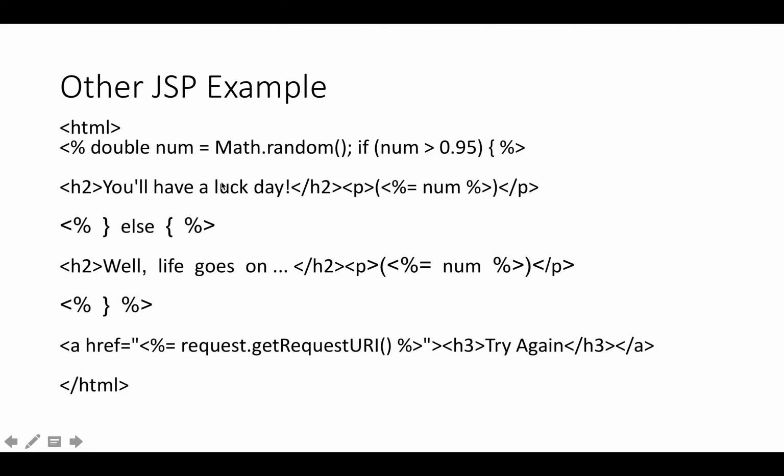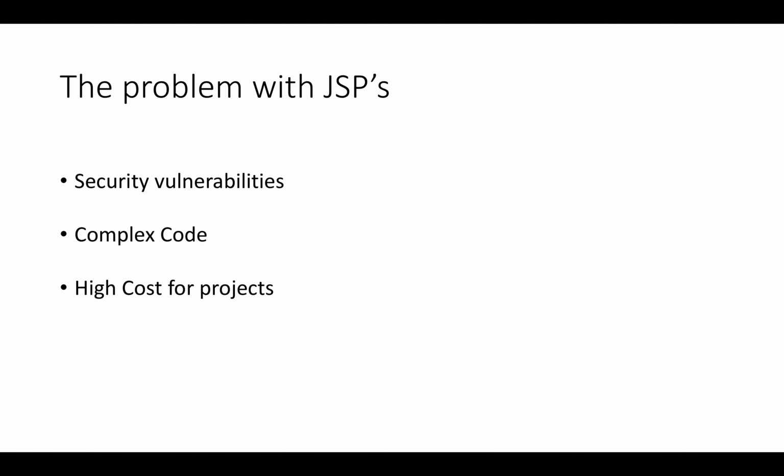Here's another JSP example. Double num equals Math.random. If the number is greater than 0.95, you'll have a lucky day. Else, well, life goes on. So it's a great way to create dynamic HTML through the use of Java programs.